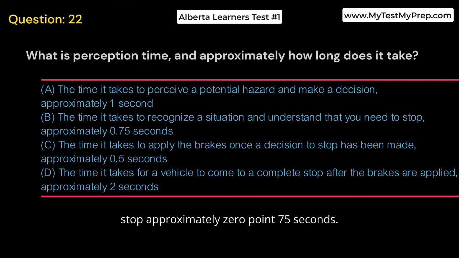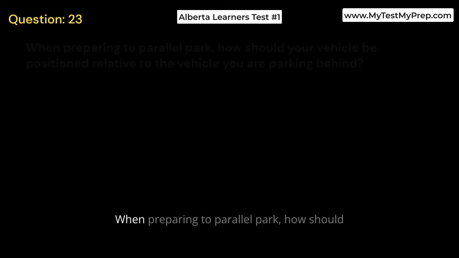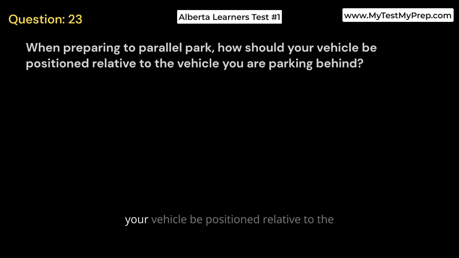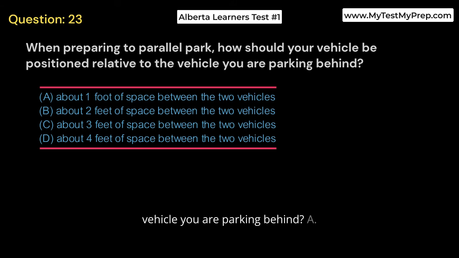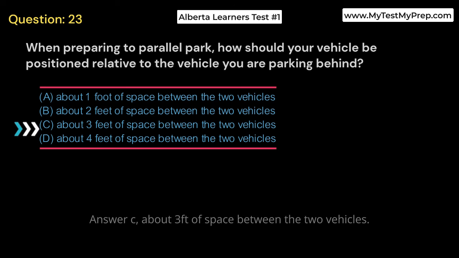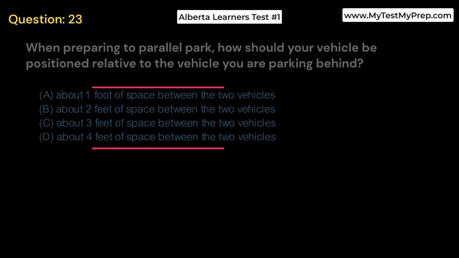0.75 seconds. When preparing to parallel park, how should your vehicle be positioned relative to the vehicle you are parking behind? A. About 1 foot of space between the two vehicles. B. About 2 feet of space between the two vehicles. C. About 3 feet of space between the two vehicles. D. About 4 feet of space between the two vehicles. Answer C. About 3 feet of space between the two vehicles.